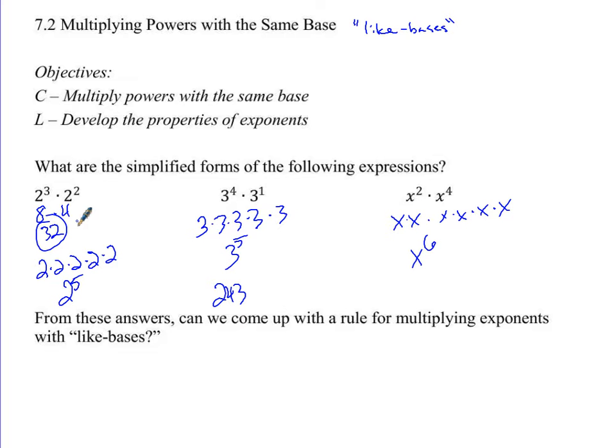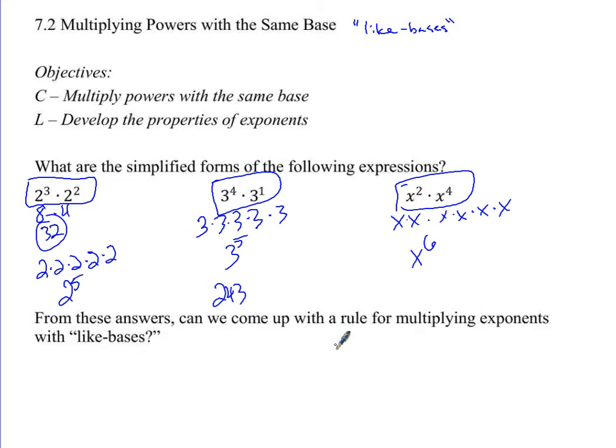But the point of what we're doing here is not to get these answers, 243 and 32. The point of what we're doing here is to see what happens when you have like bases being multiplied. In each one of these cases, the base here was 2 and 2. The base here was 3 and 3. The base here was x and x. Those were like bases. They're the same. Notice that we had 2 to the third times 2 squared, and we wound up with 2 to the fifth. Here we had 3 to the fourth times 3 to the first, and we wound up with 3 to the fifth. Here we had x squared times x to the fourth, and we wound up with x to the sixth.